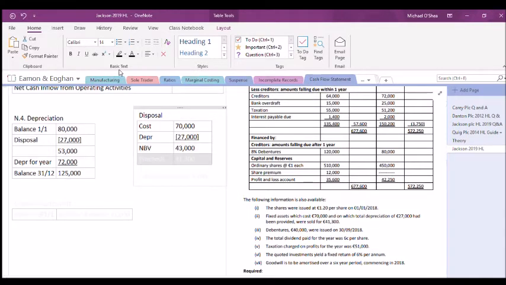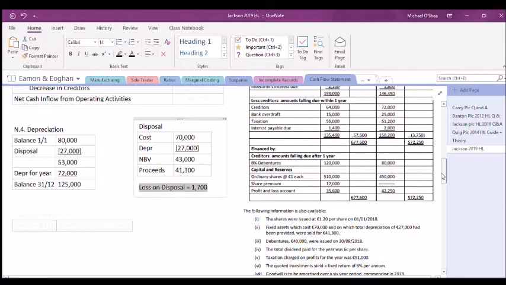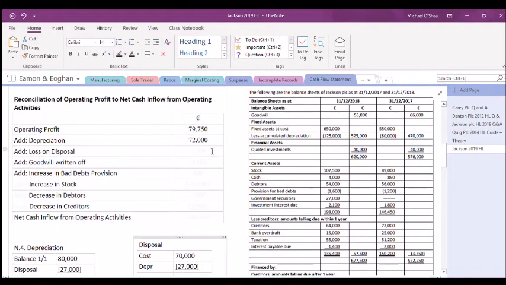So it originally cost 43,000. I received 41,300. Therefore, I had made a loss, and the loss is 1,700. A loss on disposal is usually an expense, but because it has nothing to do with cash, I'm going to add it back in. Loss on disposal, 1,700. So these are usually expenses, but I'm going to add them back in.